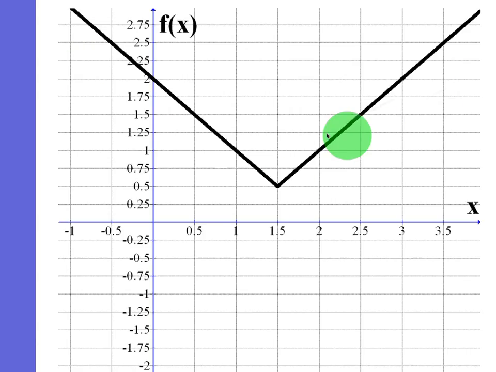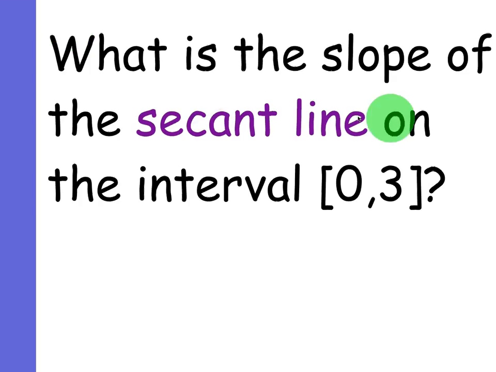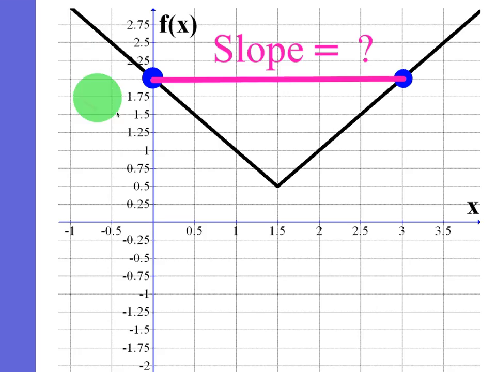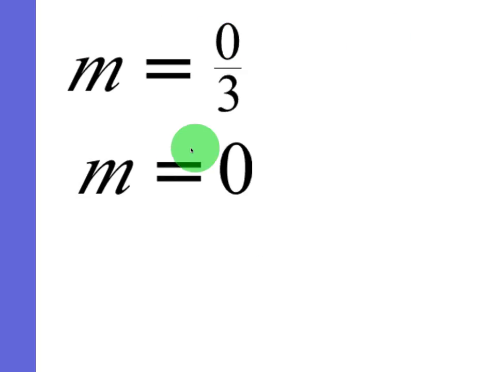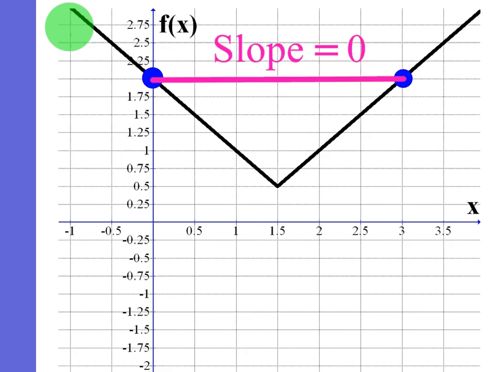Well, let's take a look at a different graph. This is an absolute value graph because it has a V shape. Let's ask, what is the slope of the secant line on this interval 0 to 3? So let's draw a point at 0. That would be (0, 2). Let's label this point at 3. It's going to be (3, 2). What's the slope of the secant line? Well, you can see it's horizontal. So without having to do a lot of math, you can tell that the slope of the secant line is going to be 0 over 3, which is 0. So the slope of that secant line is 0.